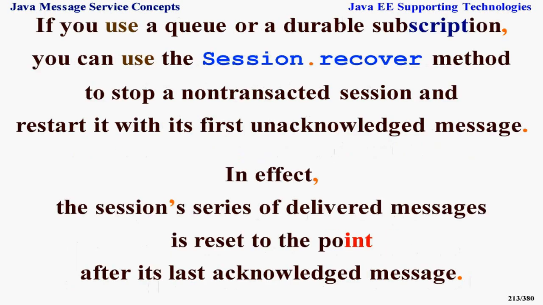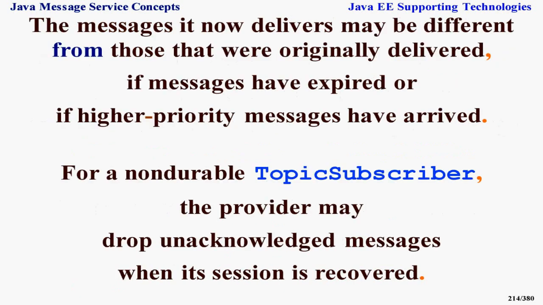If you use a queue or a durable subscription, you can use the session recover method to stop a non-transacted session and restart it with its first unacknowledged message. In effect, the session's series of delivered messages is reset to the point after its last acknowledged message. The messages it now delivers may be different from those that were originally delivered, if messages have expired or if higher priority messages have arrived. For a non-durable topic subscriber, the provider may drop unacknowledged messages when its session is recovered.